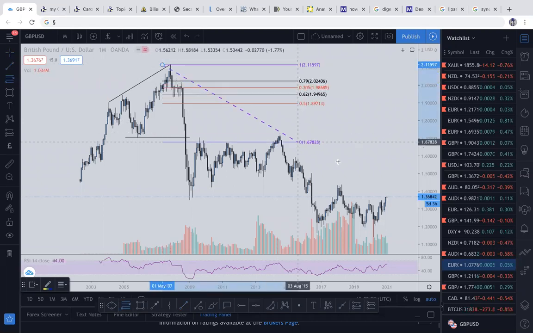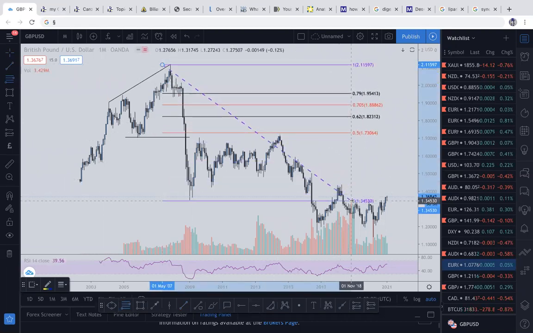If I pull my fib from here to there, we're not quite at the premium area. So I can promise you that as time goes on, we are going to be seeing GBP coming up here again. It will happen. We haven't even done that yet. So that is a clean setup waiting for the future.